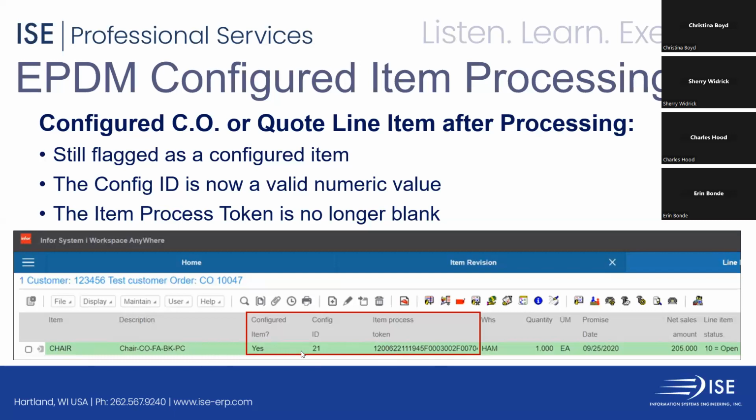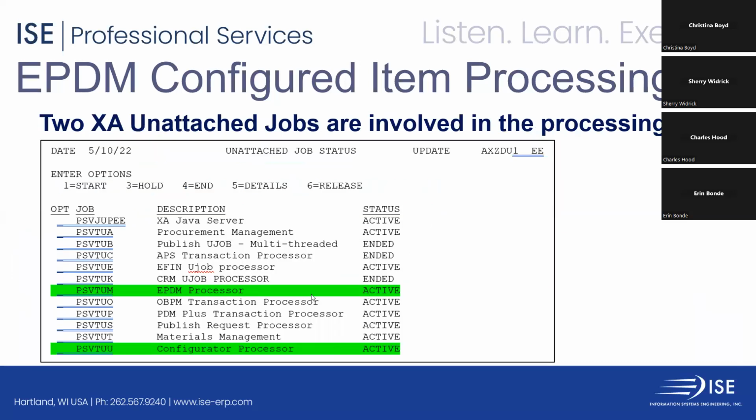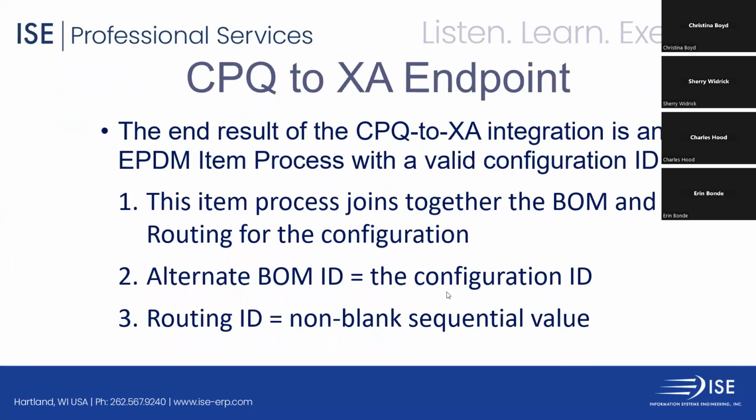And so once all those are there, you have a valid config ID, the item process token is no longer blank, then that is the signal that CPQ and EPDM successfully built a configuration in the item process file, okay? And again, we have this presentation scheme, so we know it's ready for our unique item generator to process. Okay, again, I talked about the two unattached jobs, the PSV TUM, the PSV TUU. They are both involved. They're using System Link to talk to each other, and they're both involved in building a unique configuration.